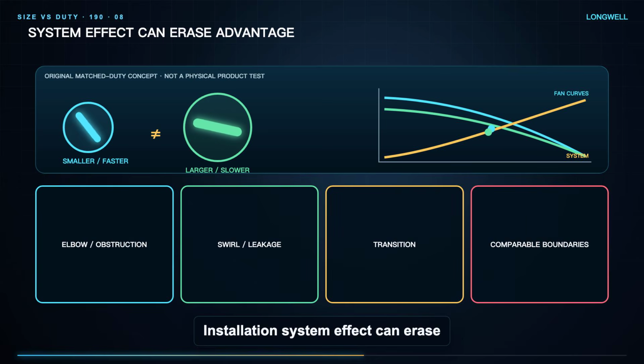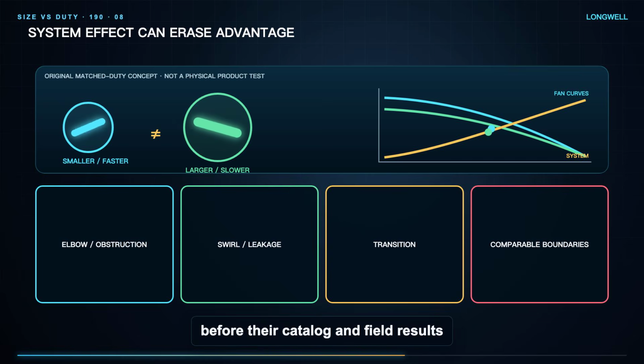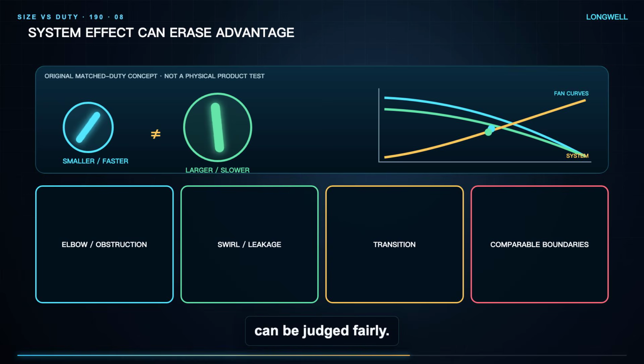Installation system effect can erase an expected size advantage. A close elbow, blocked inlet, abrupt transition, leakage, swirl, flexible connector, or poor discharge development changes the velocity profile and pressure loss. Two fans must see comparable boundaries before their catalog and field results can be judged fairly.